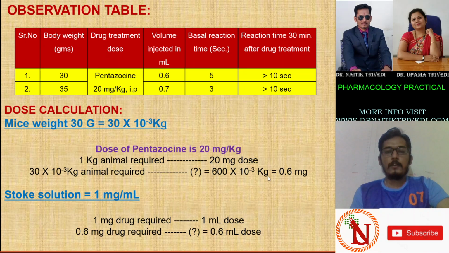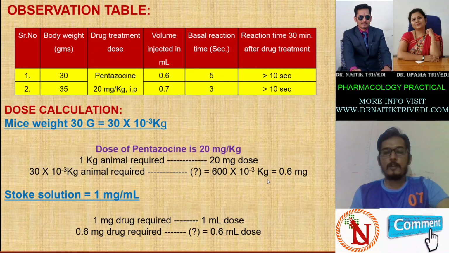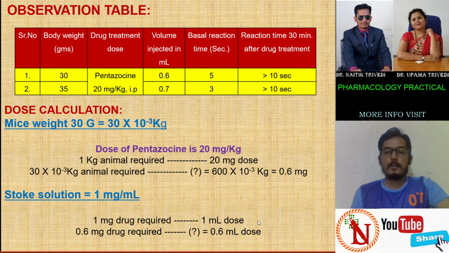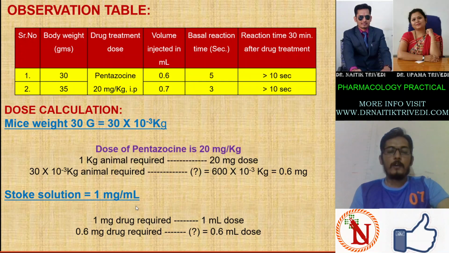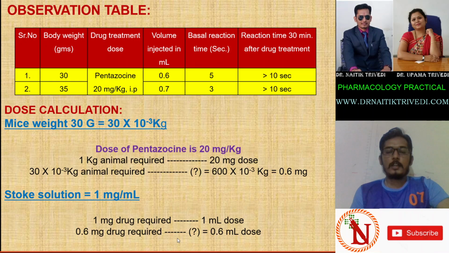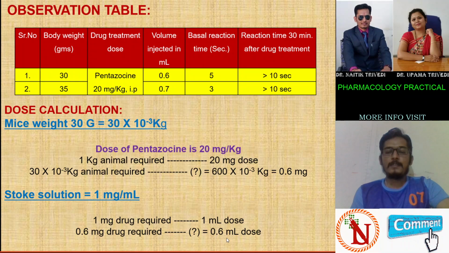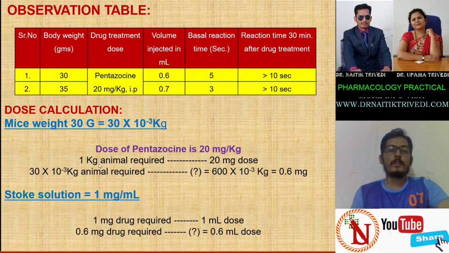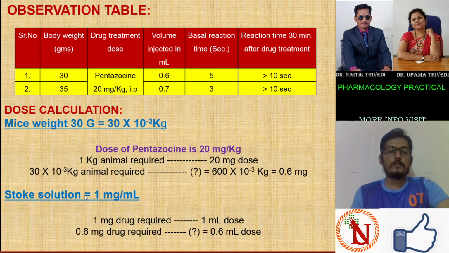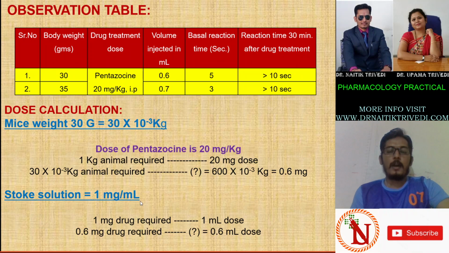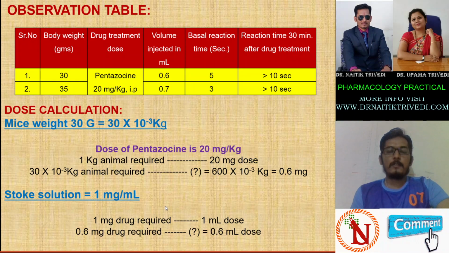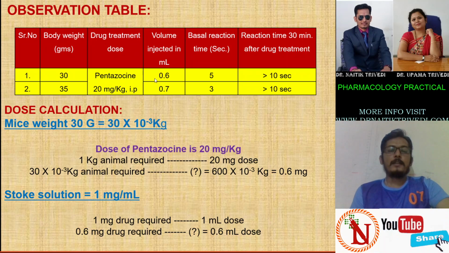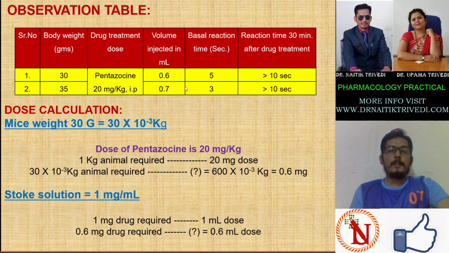But our drug is in solution form. So 1 mg of drug requires 1 ml. Then 0.6 mg of drug requires how much? It is 0.6 ml. So this is the dose calculation for the animal. Here the stock solution is 1 mg per ml because we are giving the drug in ml. So we get the exact dose for the animal.